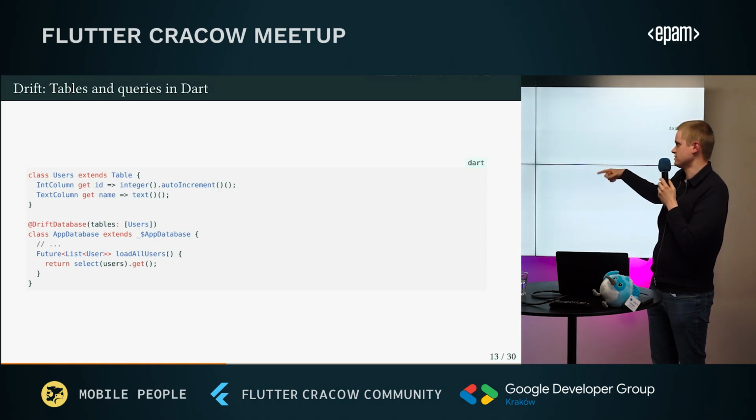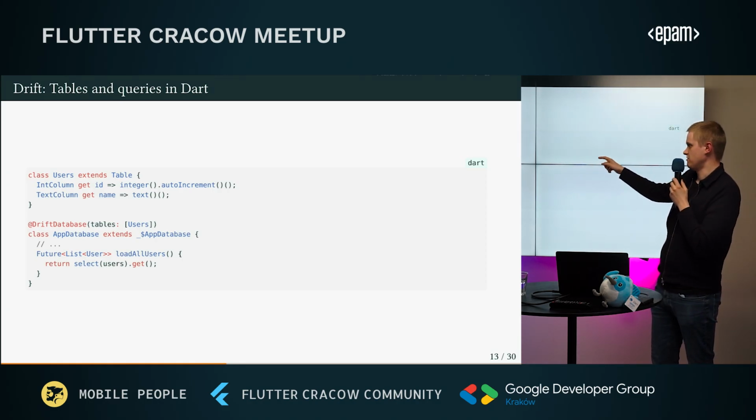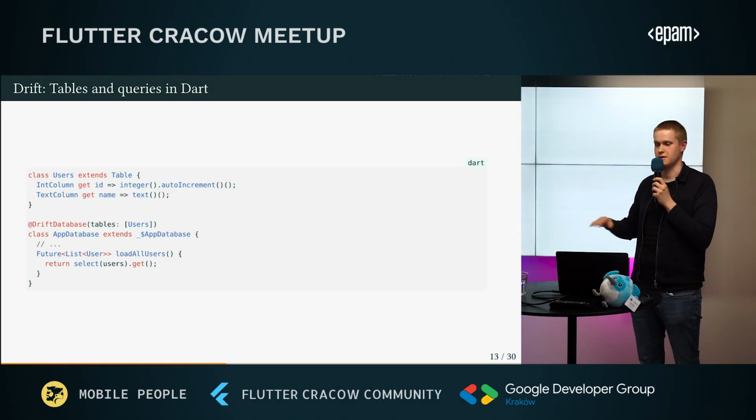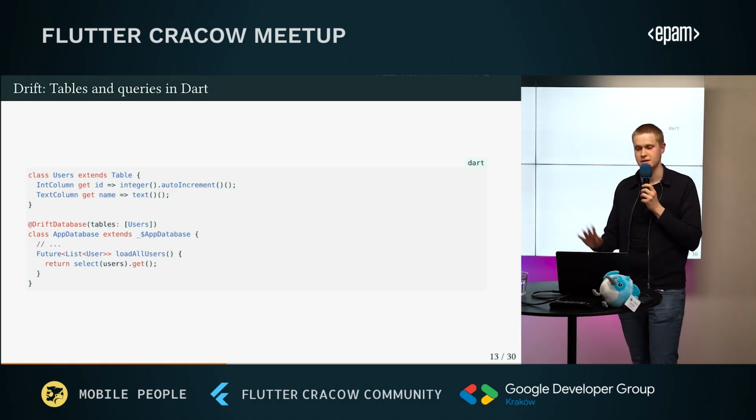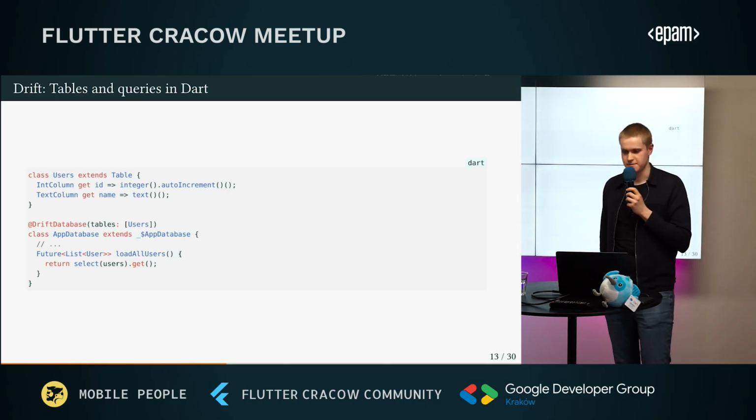The difference between Drift and SQLite is that in Drift, we follow the convention from Dart to make columns non-nullable by default. And in SQLite, I would have to add an annotation for that. But in Drift, it's fine.